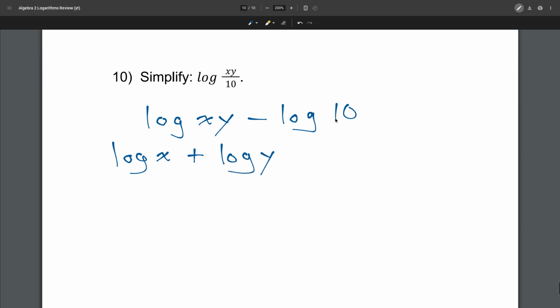And then log 10 is, remember the base here is 10, so 10 to the first power is 10, so the log of 10 is just 1. So we have minus 1. And that's our solution for the last problem.